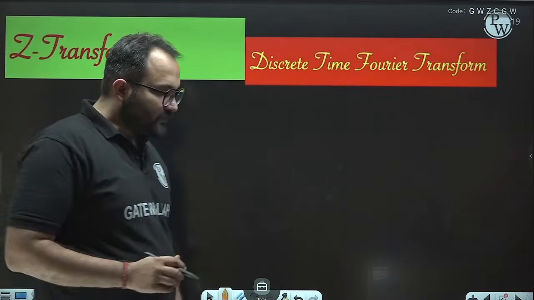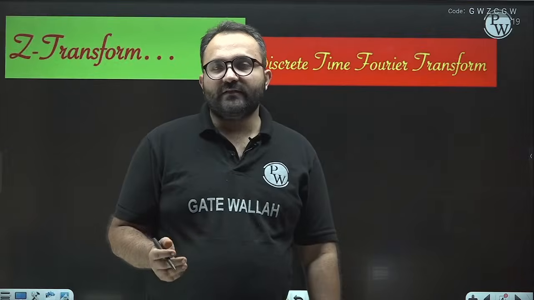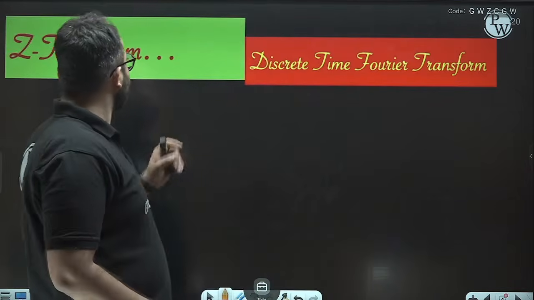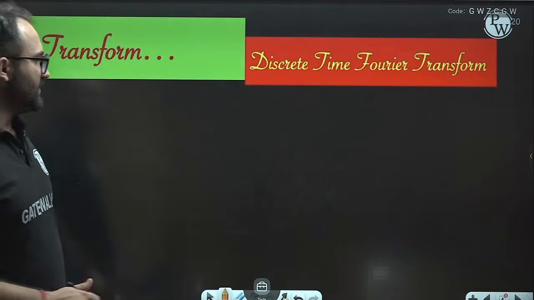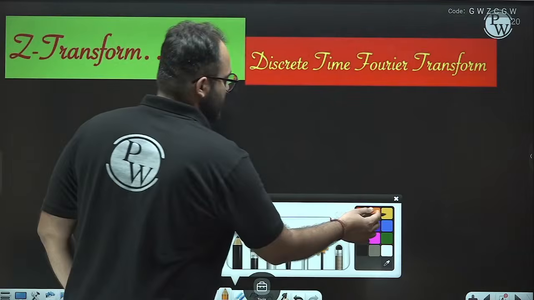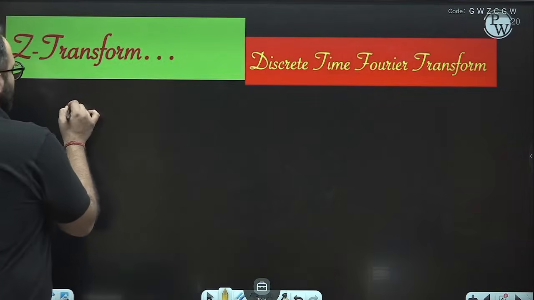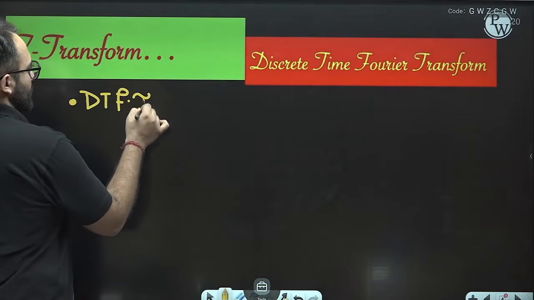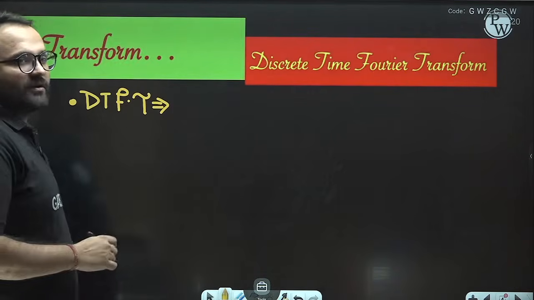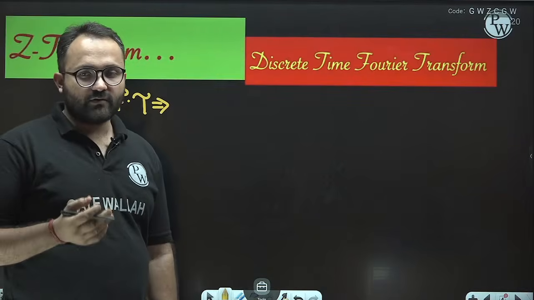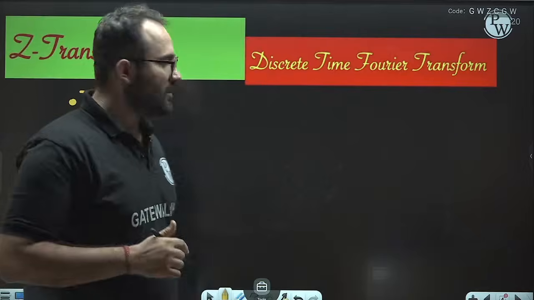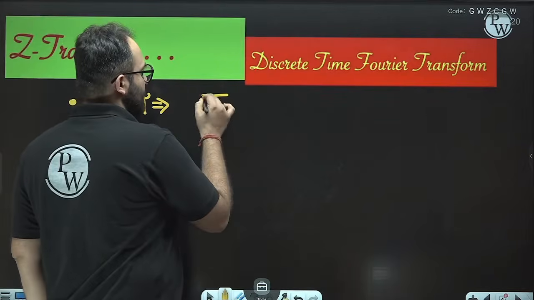As in Laplace transform, we first discuss the Fourier transform, then we discuss the Laplace. Similarly, here also, we'll first discuss the discrete time Fourier transform, and then we'll discuss the Z transform. Discrete time Fourier transform is actually calculated for frequency analysis of any discrete time signal. It is given by this.